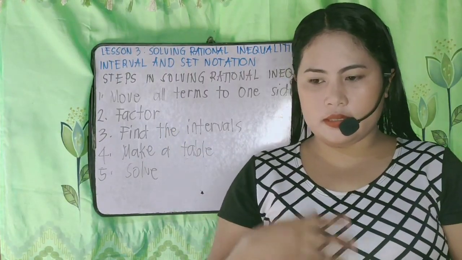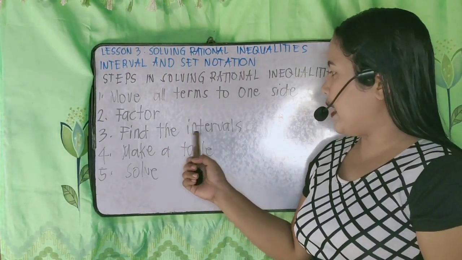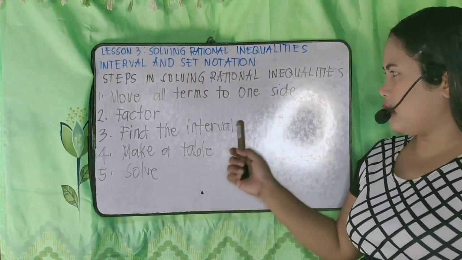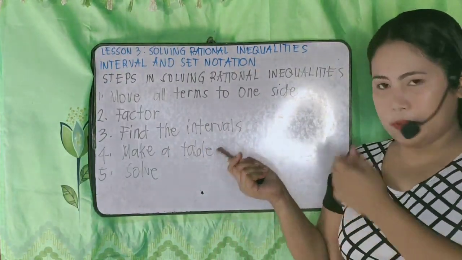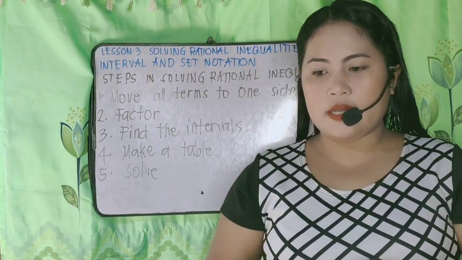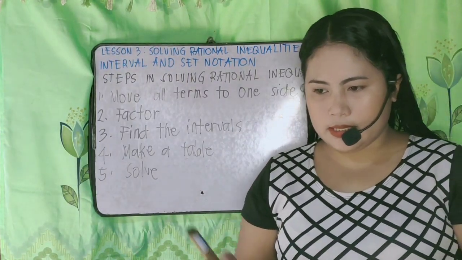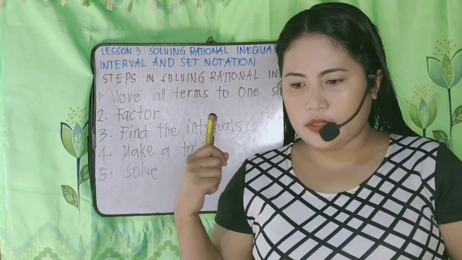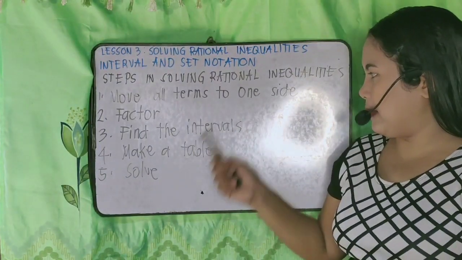Factor the non-zero side of the inequality. Then, step number 3, find the intervals. Dito sa interval, medyo mahaba yung process. Determine the values for which each factor is 0. These numbers will divide the real line into intervals. Later, makikita nyo yan or malalaman kung paano.